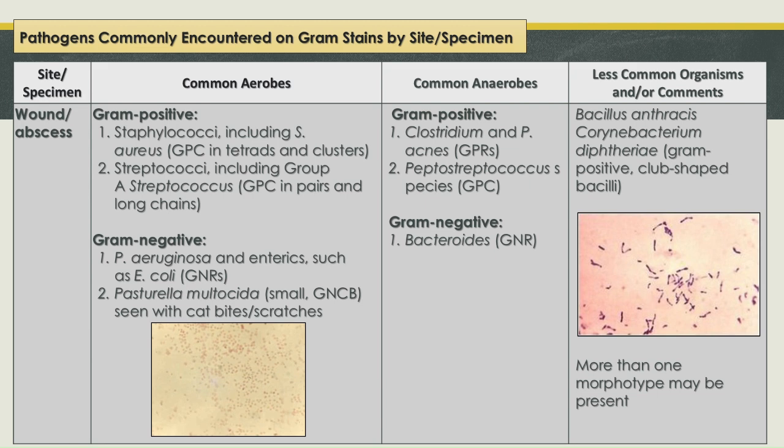Gram-negative: 1. Bacteroides, GNR. Less common organisms and/or comments: 1. Bacillus anthracis. 2. Corynebacterium diphtheriae, gram-positive, club-shaped bacilli. More than one morphotype may be present.